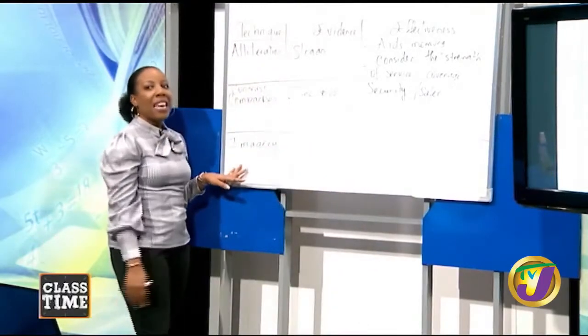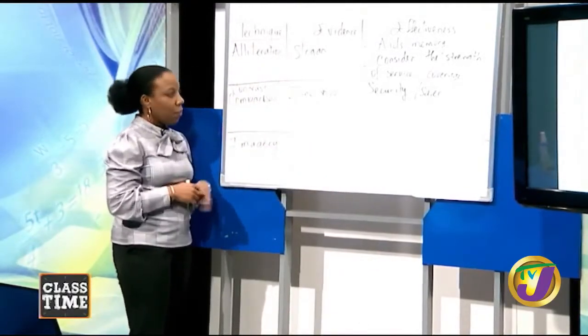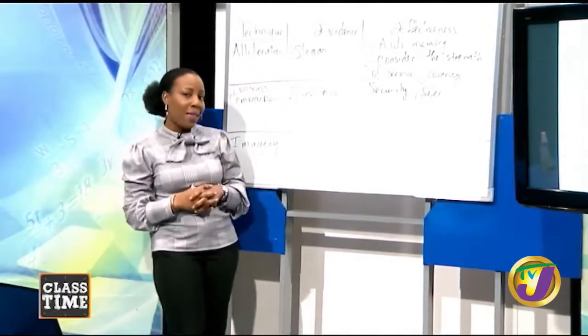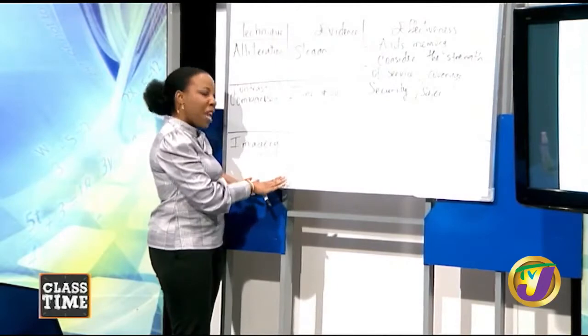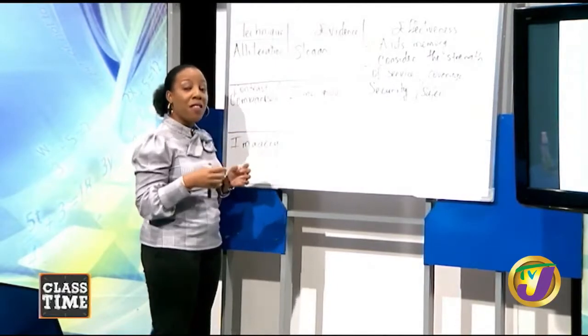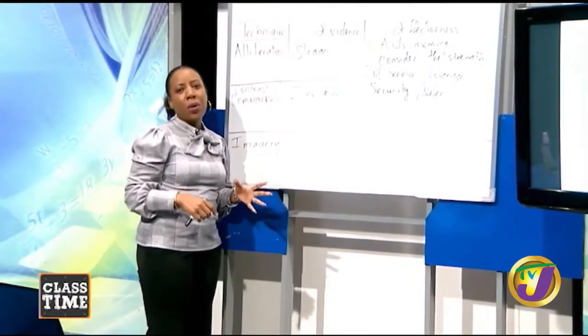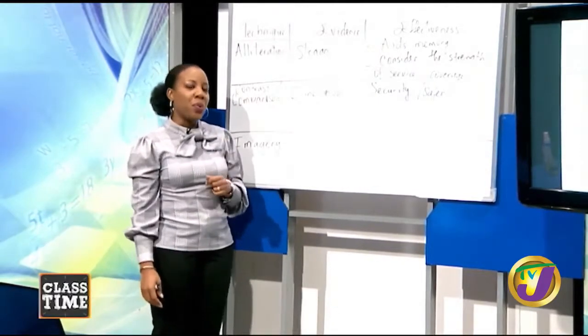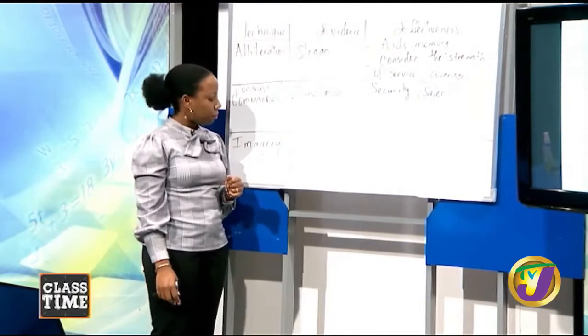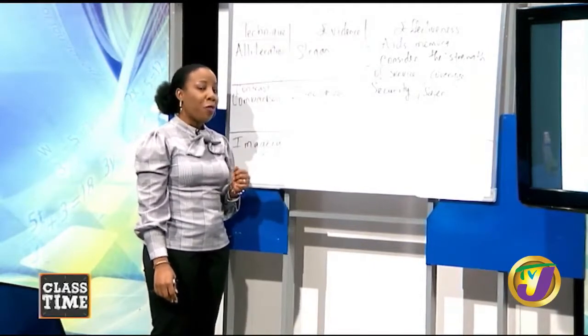And finally, let's look at imagery. How is imagery used in the advertisement? And we know that imagery takes care of all images, meaning visual image, auditory image, kinesthetic image. What types of images do you see in the advertisement? We have visual, of course.